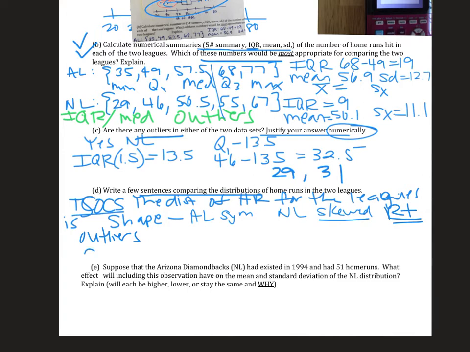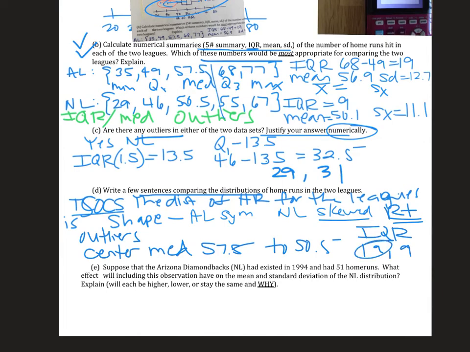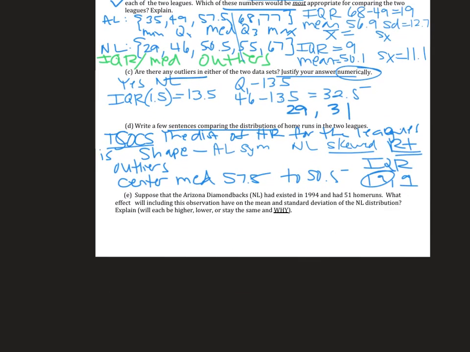Okay. The center, you would use the median and compare them, both of them. So 57.5 for one of them to 50.5. Their IQR, I would compare the IQRs, their spread. One was 19, one was 9, so one was a lot more spread than the other one, more variable, things like that. Okay, so we've done that so much. I feel like you guys are going to be awesome.